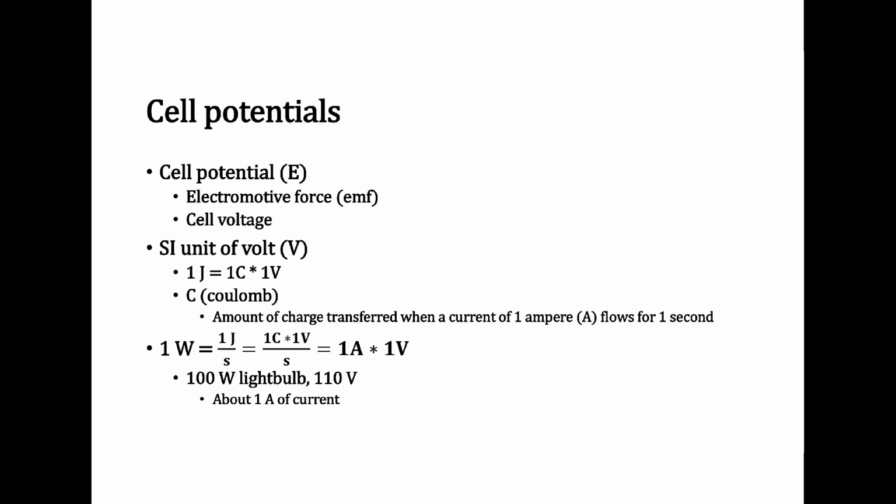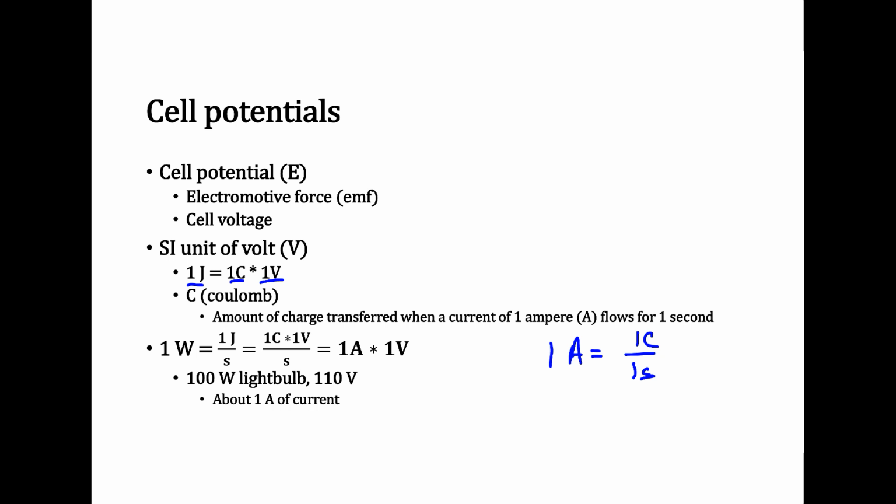We've spent some time finding the voltage of our cell, taking E cathode minus E anode. So now we need to figure out what a volt actually is. A cell potential, you'll sometimes see this called a cell voltage or the electromotive force, but a volt is actually related to a joule. So 1 joule is equal to a coulomb times a volt, and a coulomb is the amount of charge that's transferred whenever a current of 1 amp flows for 1 second. So an amp is equal to 1 coulomb per second.